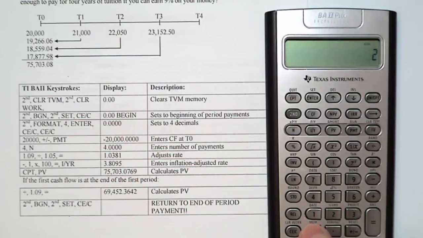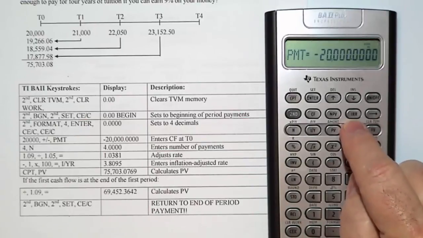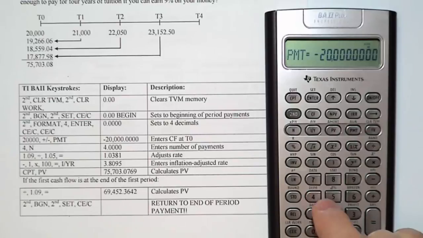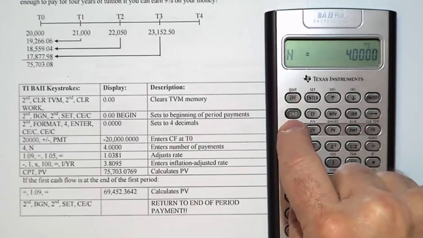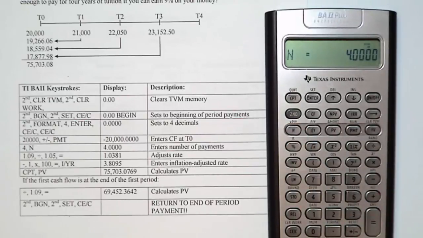So we're going to put 20,000, change signs, as our payment. There are 4 periods, 4, N. Now we put in the payment, we put in the N, we're trying to calculate the present value, so what we need now is a rate. Well, what is our rate? Well, we're going to use that previous video calculation to calculate a rate.